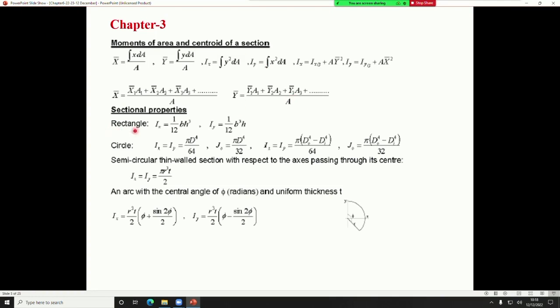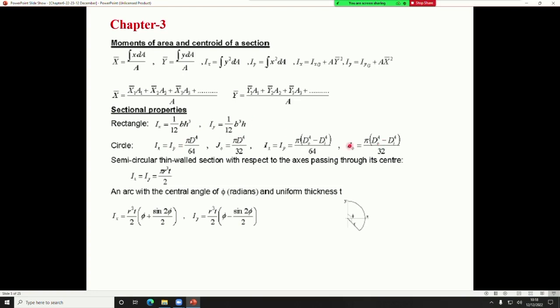For a rectangular section, the two equations are 1 over 12 BH cubed, where B is the width and H is the height, one with respect to x and the other with respect to y. And for a circular section, these two are for solid sections, not for thin-walled sections. A common mistake among you in the exam, 20%: the question is for a thin-walled section or thin-walled cylinder, and they use these two equations for finding Ix and Iy. So they assume the cylinder is solid. So please, these two are for solid sections, not thin-walled sections.